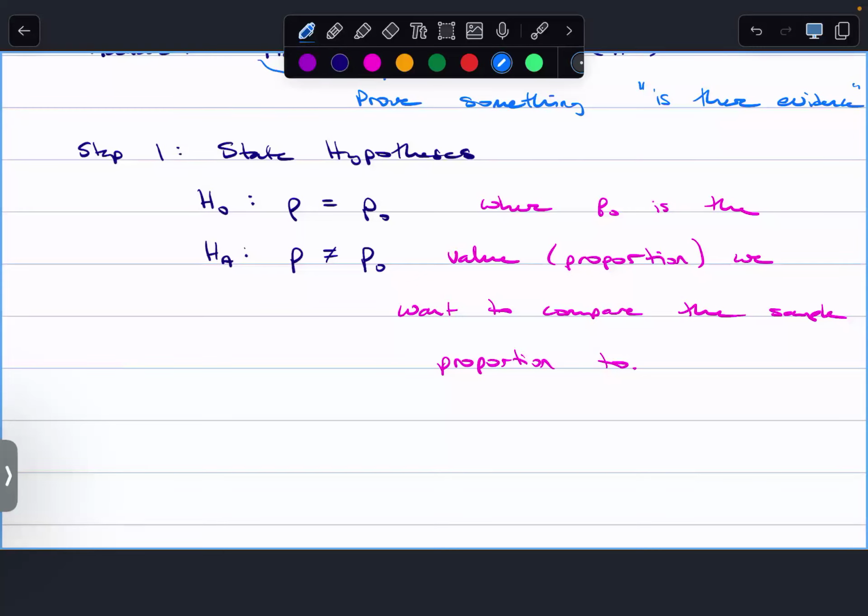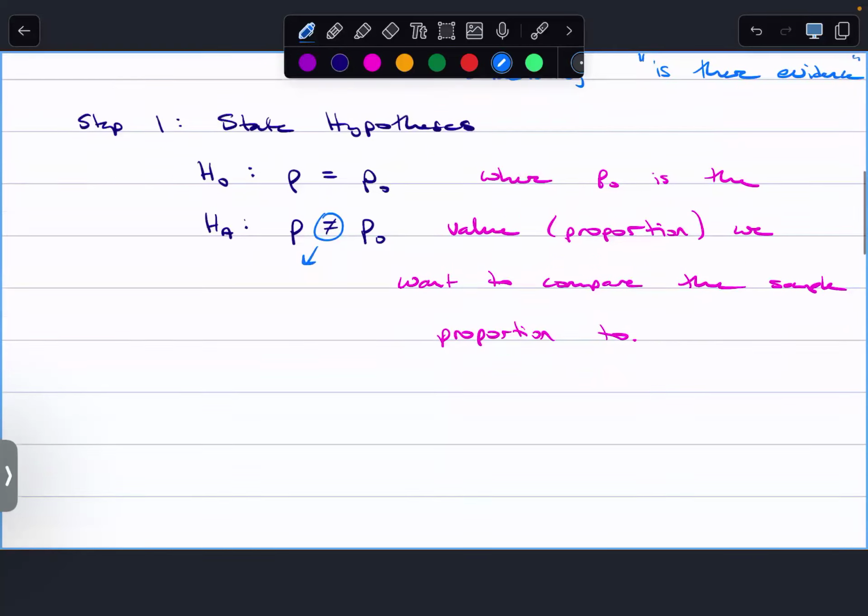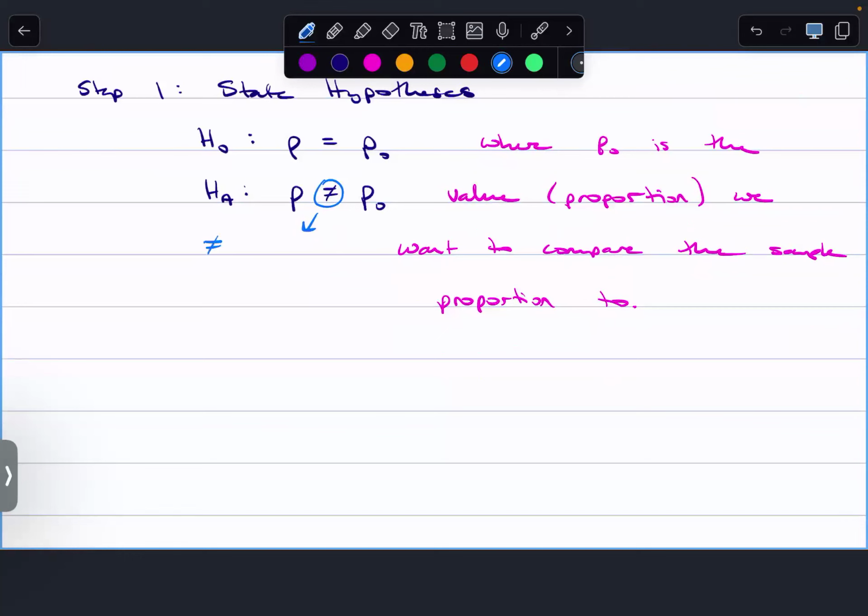We introduced this idea that we could have not equal to, which is a two-sided test. I don't care which direction. I just want to know if there's a difference. You could have less than: did less than 50% of the population vote for this candidate? Or you could have more than.